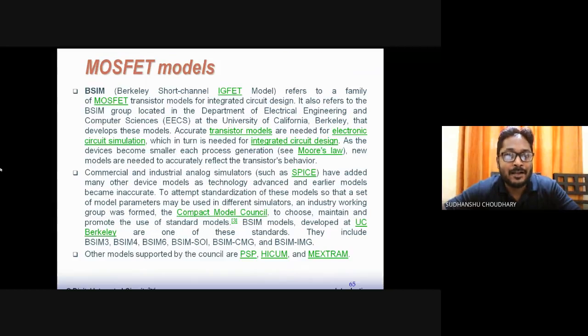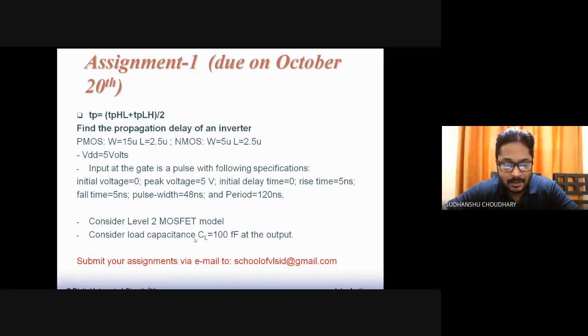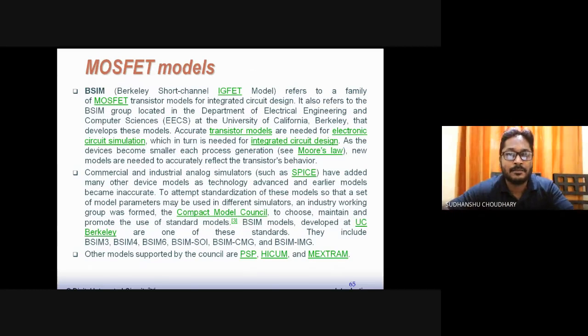Okay. Now let us talk about this MOSFET model. Here I said that you will be using level 2 MOSFET models. So what are these MOSFET models? For simulation, obviously you need to have a model of your device. Whatever device you are using should have some model. That model is actually used to calculate the device characteristics.